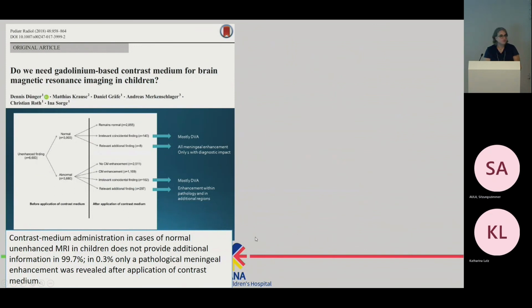This is a very nice study from Germany. They looked through almost 7,000 brain MRI studies of children. They gave the radiologists the study to read without contrast and decide if it's normal or abnormal and give a diagnosis, and then they let them read it with the contrast. They found that of those read as normal, only 0.3% had additional pertinent findings with the contrast, and that was mainly related to leptomeningeal enhancement. So basically, if there is a pathology, we probably need to give contrast to better delineate it. But if the study is completely normal, in most cases the contrast will not add anything.